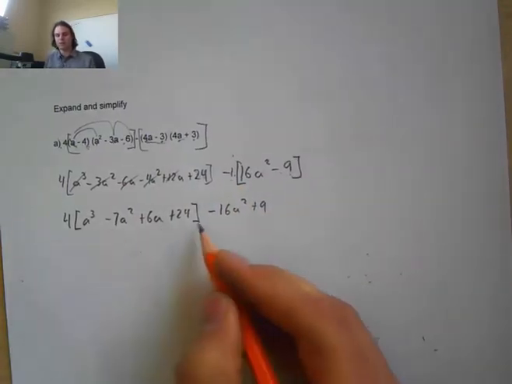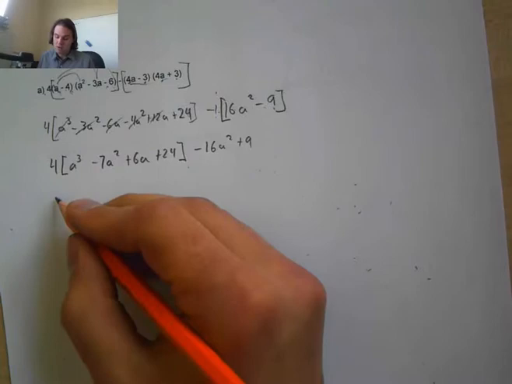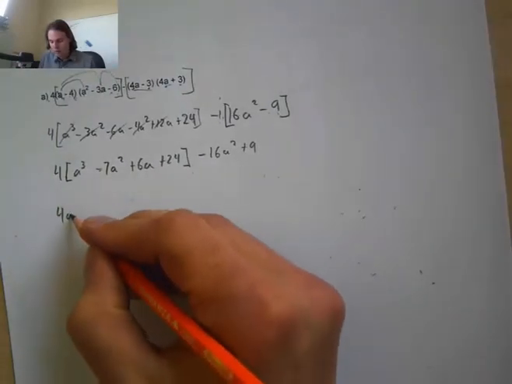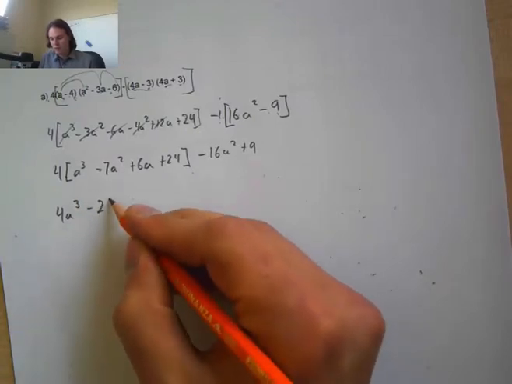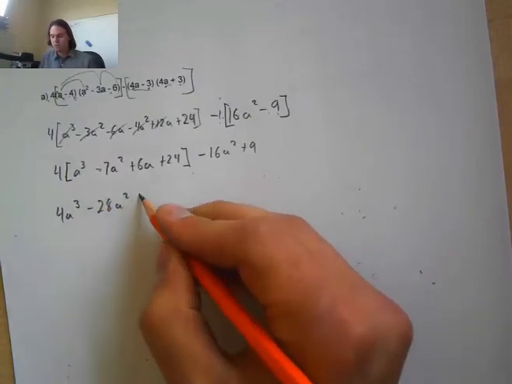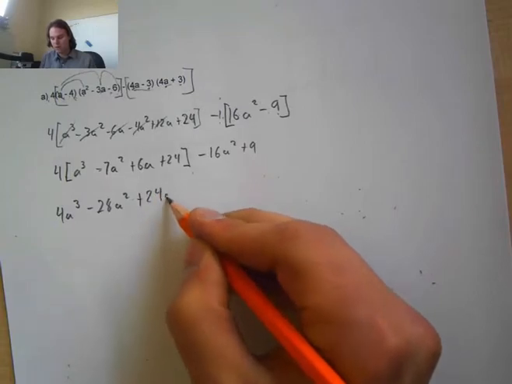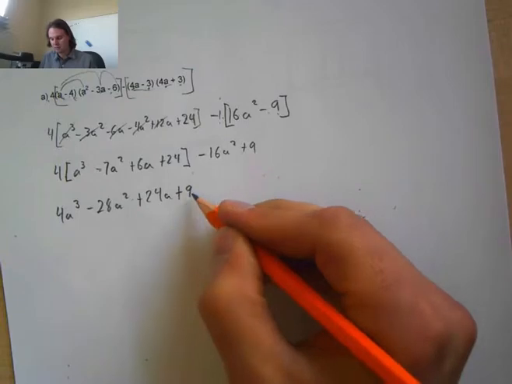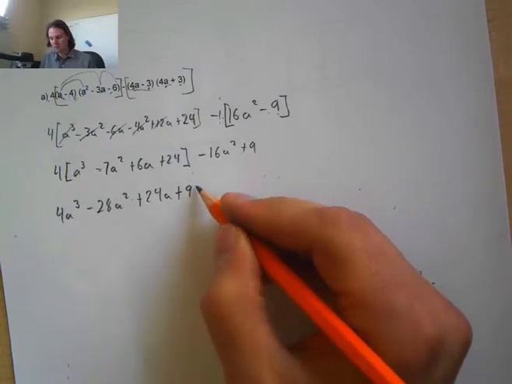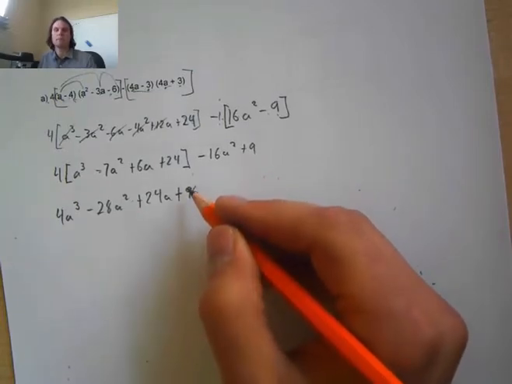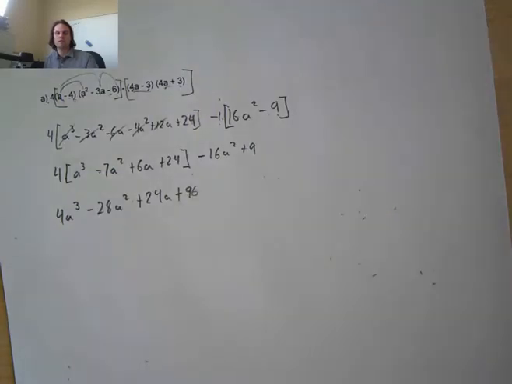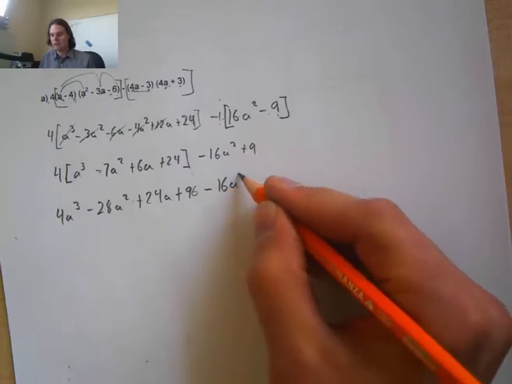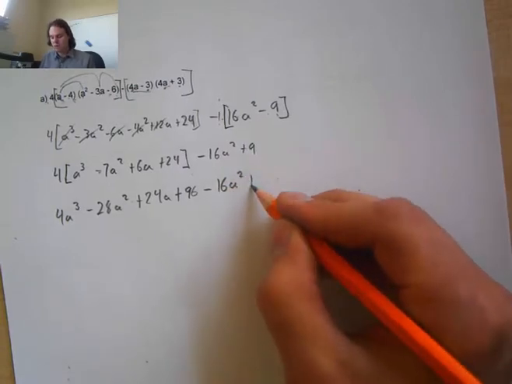So now let's multiply in this 4 for this side. So I have 4 must be multiplied into each term. So I'm going to have 4a cubed minus 28a squared plus 24a plus 96. Then we're going to subtract 16a squared, and we have to add 9.